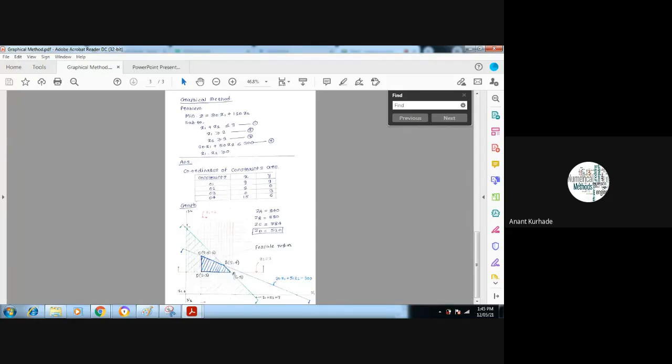So for this first line, that visible region will lie inside the triangle. Check this cursor, inside this triangle only. We have not drawn the second, third, fourth line. We have drawn only the first line. So for this first line, this big triangle is our visible region.